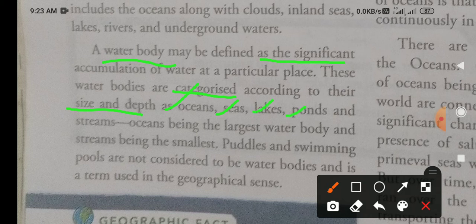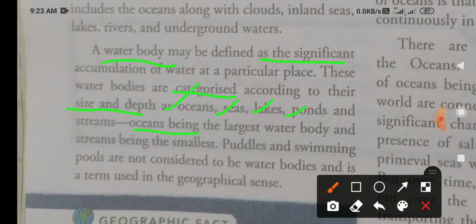And you know about the pond and lakes. Okay, ponds and lakes, they are also smaller. Ponds are smaller, and later on you can see the rivers, etc. Now let us see the ocean being the largest water body and streams being the smallest one.